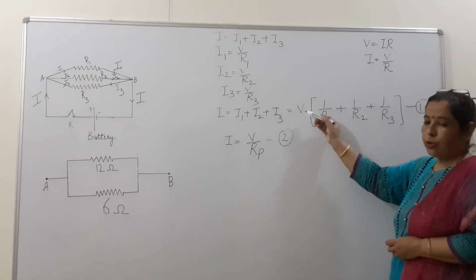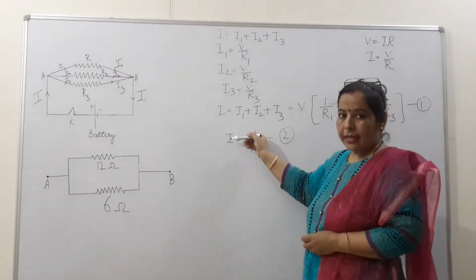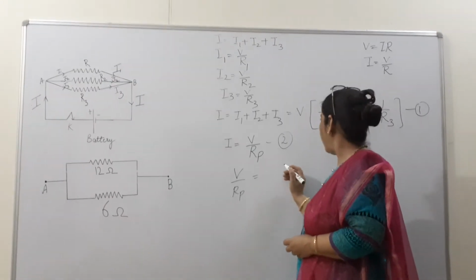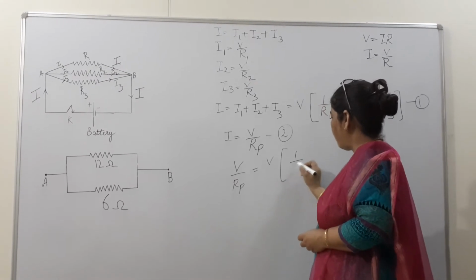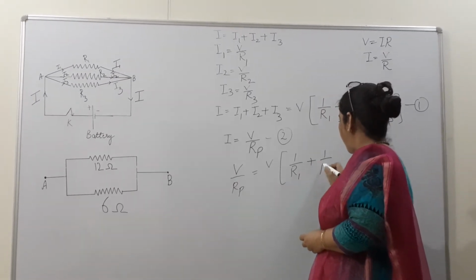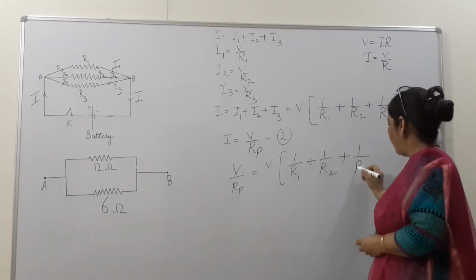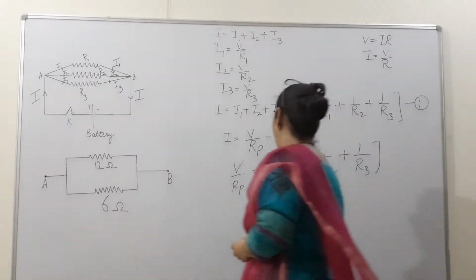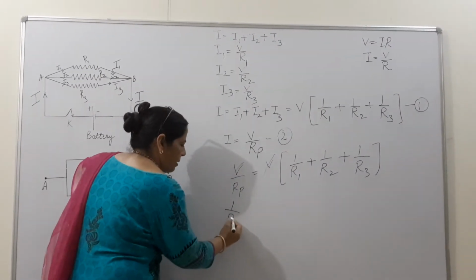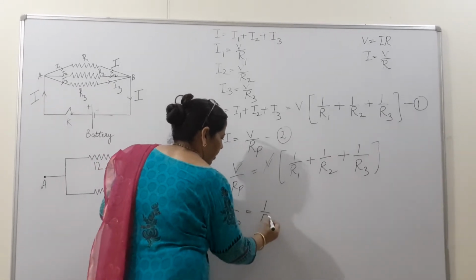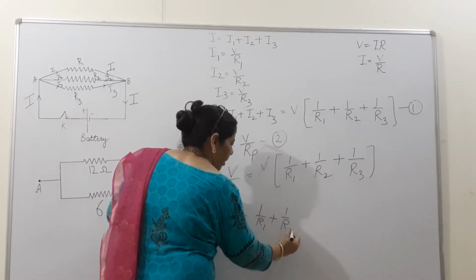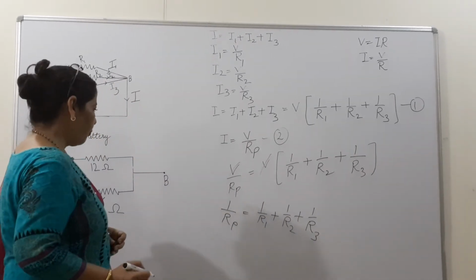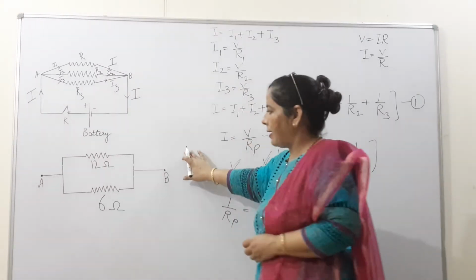Now compare these two equations. The left hand side is the same, so the right hand side will also be the same. It will be V by Rp is equal to V times 1 by R1 plus 1 by R2 plus 1 by R3. But this V and this V will cancel. So your net result will be 1 by Rp is equal to 1 by R1 plus 1 by R2 plus 1 by R3.